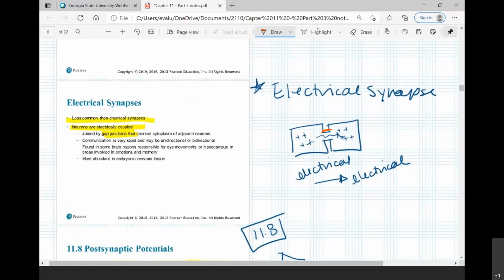So the plasma and all of the fluid is connected between the two. So an ion is moving through the fluid. It's not having to cross a plasma membrane. So it's a little bit quicker. It's a little bit more fluid, and it can be bidirectional. So communication can go both ways.